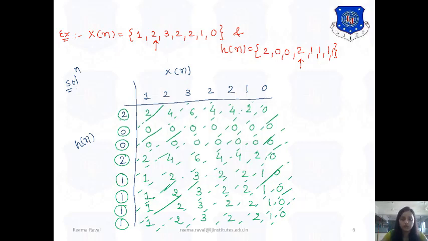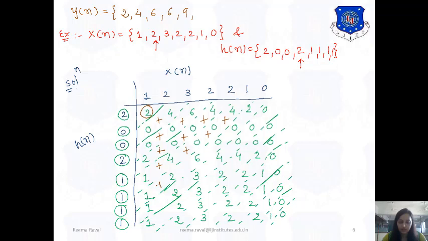Okay, so now let us calculate the values. Let us consider the final output y of n, which is equal to, first of all, this value, that is 2. Then the next instant 0 plus 4, that means 4. Then 0 plus 0 plus 6, that will give you 6. Then 2 plus 0 plus 0 plus 4, that means 6. Then the next value is 1 plus 4 plus 0 plus 0 plus 4, that will give you 9.